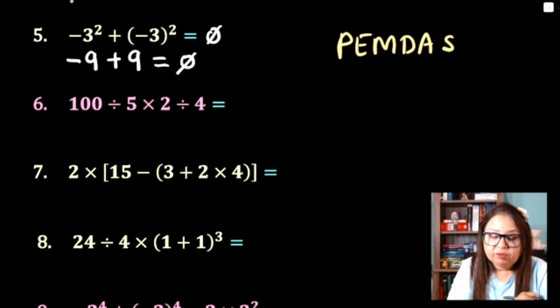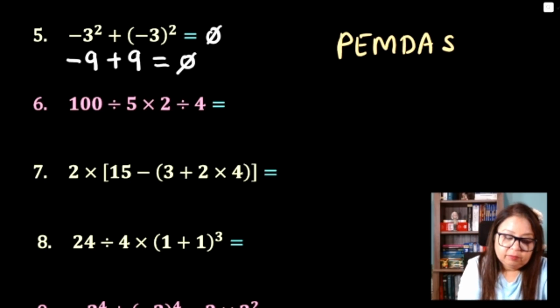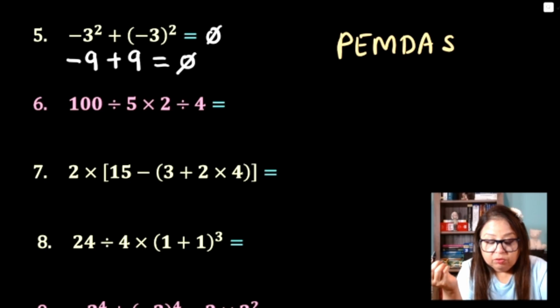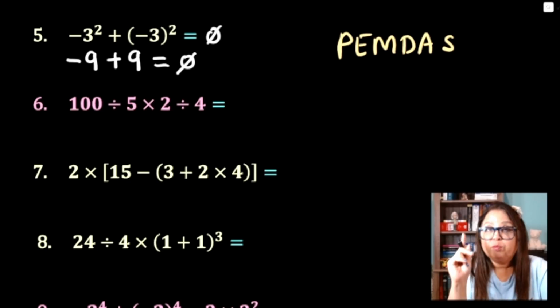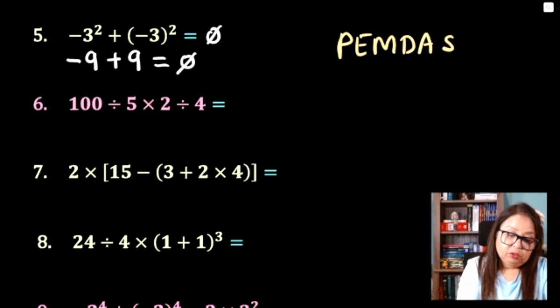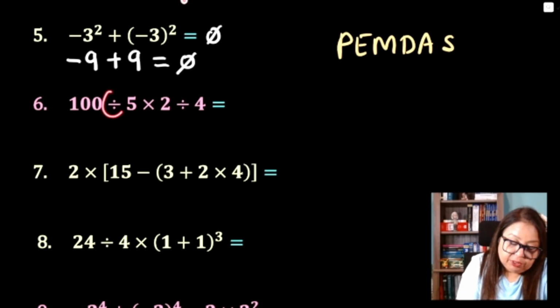Moving on to problem number 6 next. Do we have any parentheses? No. Do we have any exponent? No. Do we have any multiplication and or division? Yes, we have both. So we are going to go from left to right, and whichever operation comes first between multiplication and division, we are going to perform that first. So we have this division first. We're going to do this first.